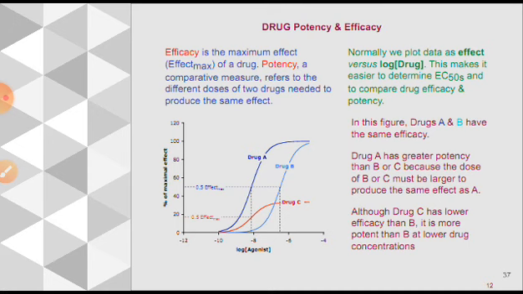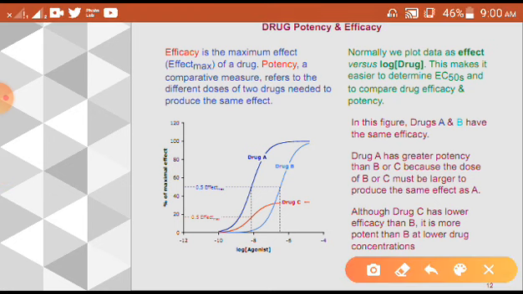Now here another graph is there which can help you understand drug potency and efficacy. Very important graph to understand. Efficacy is the maximum effect of a drug. Potency is a comparative measure, referring to the different doses of two drugs needed to produce the same effect. Okay. So normally we plot that data as effect versus drug dose. You can see we have plotted it as effect versus drug. Okay. This makes it easier to determine EC50 values and to compare drug efficacy and potency.